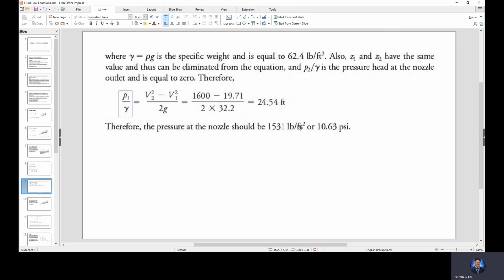1531 pounds per square foot. That's still per square foot. If we want to convert that into pounds per square inch, we divide it by 12 squared. Okay?